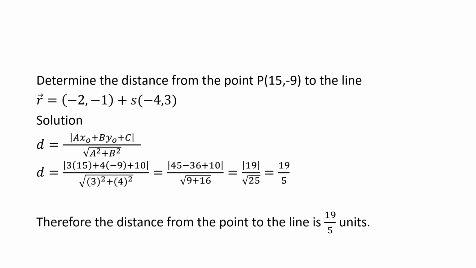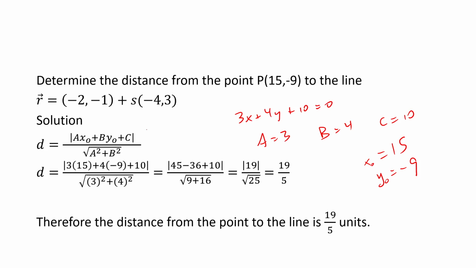Okay? So now, since we have that equation, 3x + 4y + 10 = 0, we know that a is 3, b is 4, c is 10, x naught is 15, and y naught is -9. And using all that information, we just plug those values into this formula. Now, what we end up with is inside the absolute value portion is 45 - 36 + 10, and inside the square root is 9 + 16. So we get the absolute value of 19 over the square root of 25, which equals 19 over 5. So the distance from the point to the line is 19 over 5 units.